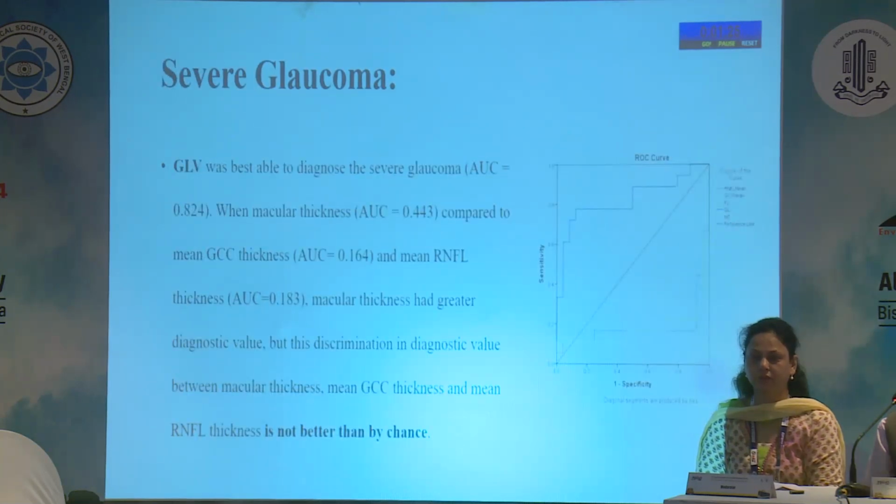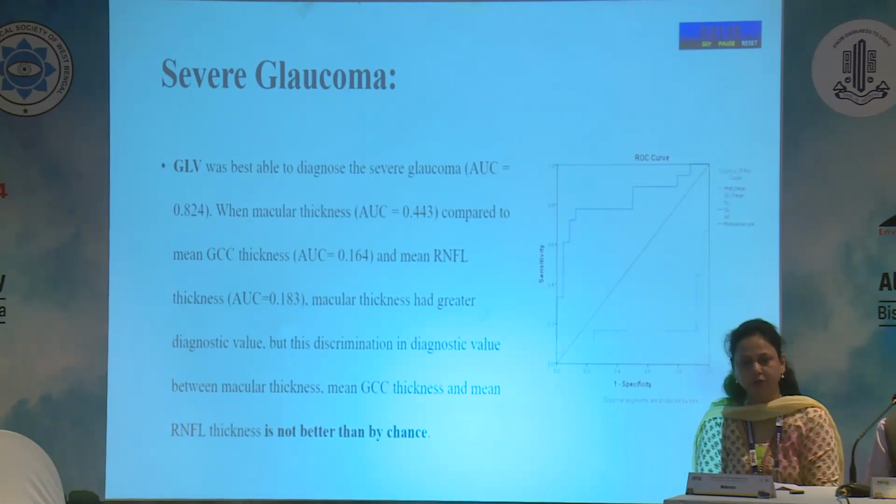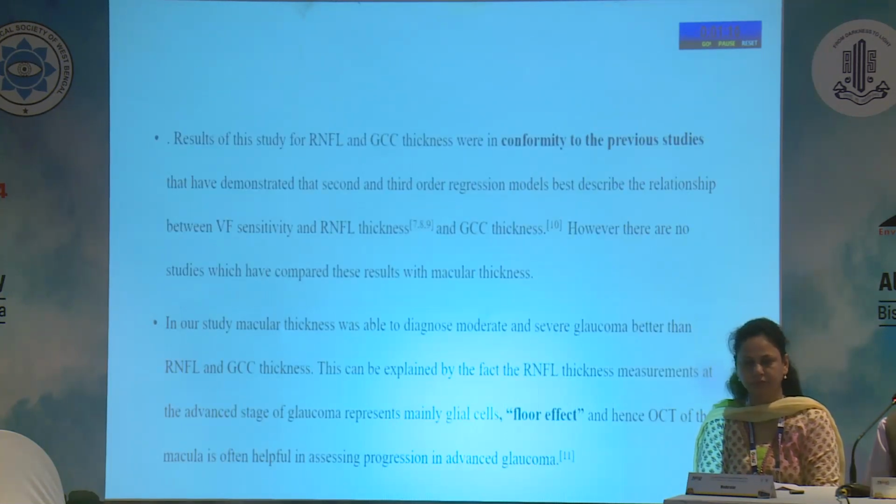For severe glaucoma, GLV was best able to diagnose severe glaucoma. When macular thickness was compared to mean GCC thickness and mean RNFL thickness, macular thickness had greater diagnostic value, but this discrimination in diagnostic value between macular thickness, mean GCC thickness and mean RNFL thickness is not better than by chance. The results of this study for RNFL and mean GCC thickness were in conformity with the previous studies. However, there are no studies which have compared these results with macular thickness. In our study, macular thickness was able to diagnose moderate and severe glaucoma better than the RNFL and GCC thickness. This could be explained by the floor effect.